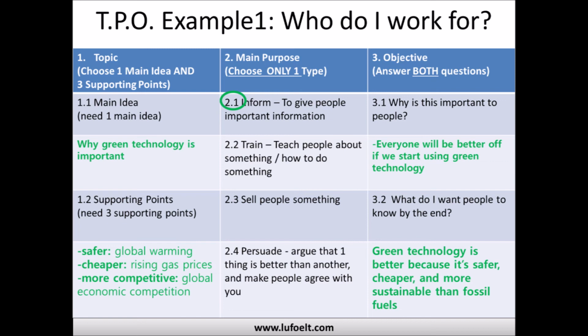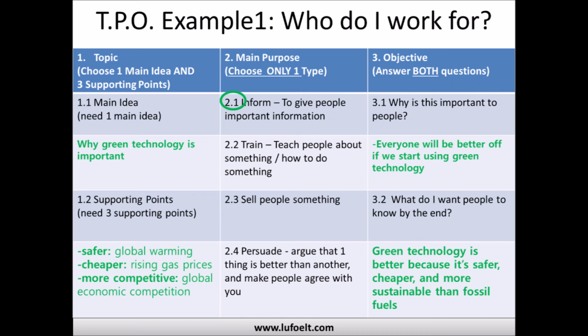Okay, so here I have the TPO matrix. This is the first example. So my main idea is why green technology is important. My supporting points are: it is safer. Okay, I'm thinking about global warming. It's cheaper. Rising gas prices. The price of gas has been going up over the past 100 years. It's also more competitive. Green technology is a new economic sector, a new area for competition. So that's good. And my main purpose is to just inform people.